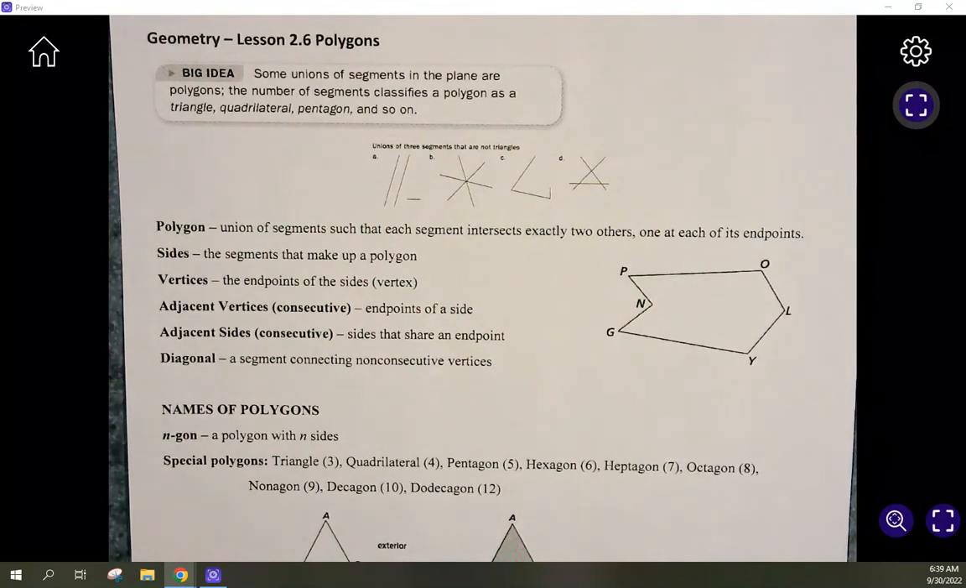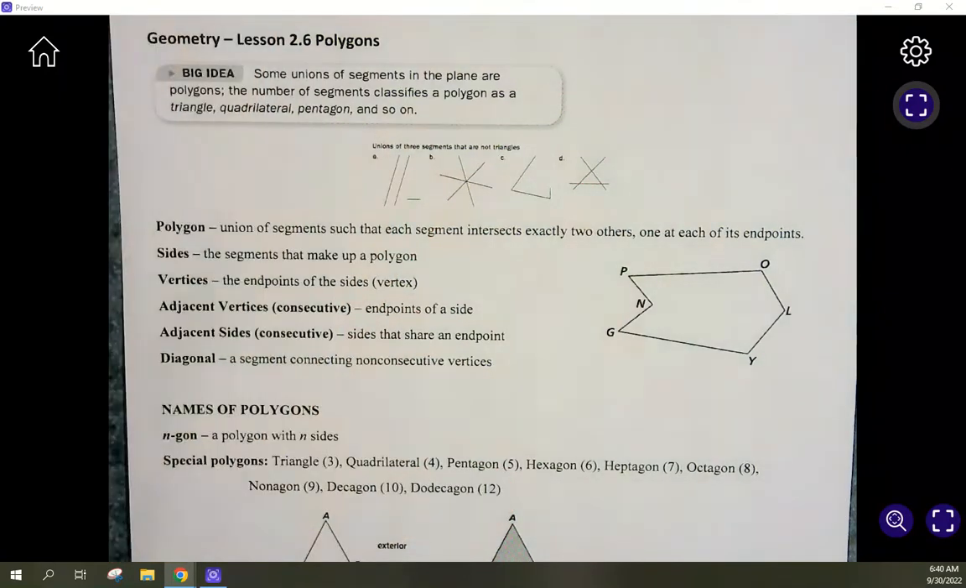So this is geometry, lesson 2.6, and we're going to be diving into polygons and being very specific about some definitions so that we know exactly what it is, not just because we've always known what a triangle is, but because we've given it a proper definition. So the big idea here says some unions of segments in the plane are polygons. And the number of segments classifies a polygon as a triangle, quadrilateral, pentagon, and so on.